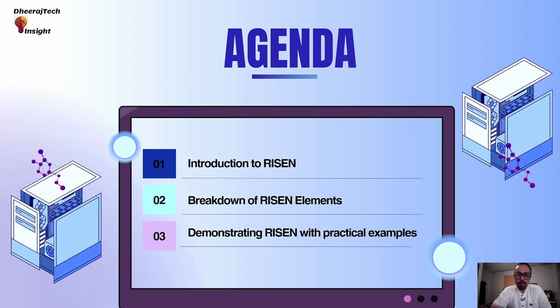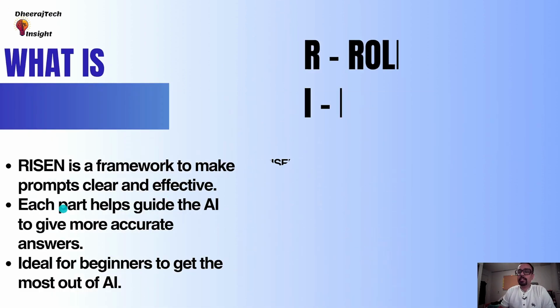So guys, the agenda for today's tutorial is as follows. First, we will see the introduction to Ryzen, which is one of the prompt engineering frameworks. Then we will break down the elements of Ryzen, how it is structured. Then I will be demonstrating 3 to 4 examples, that is prompts that we have written by using the Ryzen framework. So first, let's understand what is Ryzen.